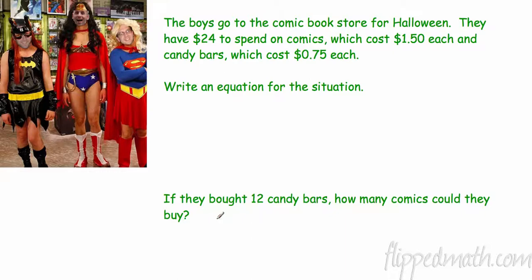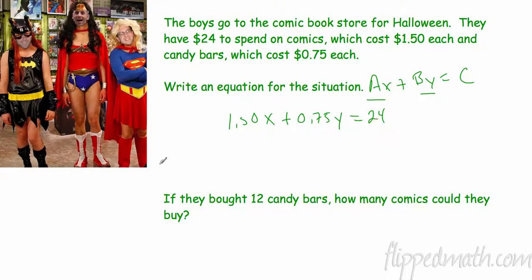Word problems, a lot of times, you can come up with either slope-intercept form or standard form. Remember, standard form is ax plus by equals c. And standard form's handy when you have two things and you're adding them together to come up with a total, much like this. So this would be $1.50 for our comic books plus 75 cents for our candy bars, and it would equal, we have $24 total to spend. All right, that's our equation that we're going to use.